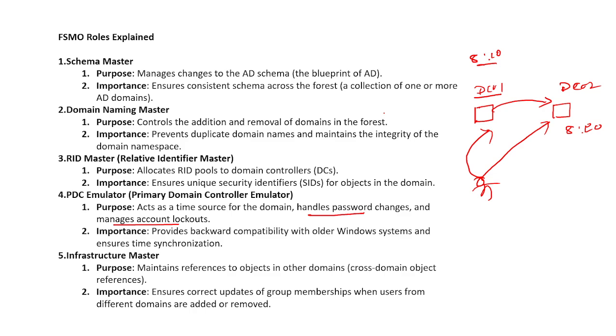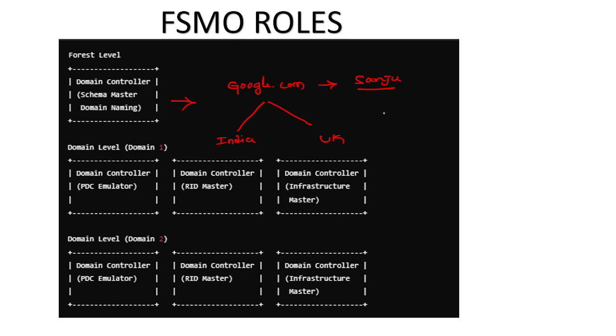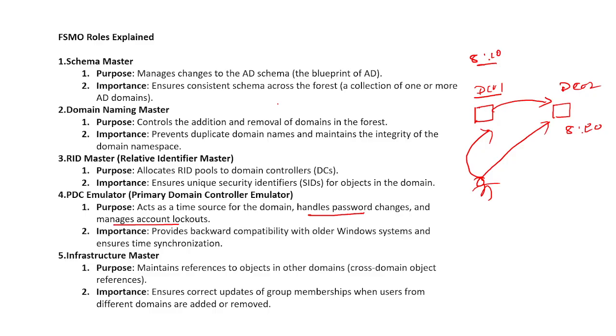And it ensures the updates of group membership, the same I told you. Say for example, Sanju has got access to India and UK, so the infrastructure master will know Sanju is part of domain admins in India and domain admins in UK. Domain admin is a group, enterprise admin is a group, and the infrastructure master knows what groups Sanju is a member of. So this is the relevance and importance of the infrastructure master.